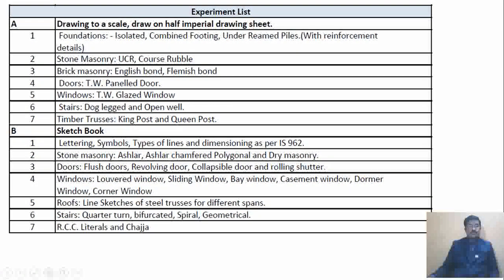Fourth one is windows: louvered windows, sliding windows, bay window, casement window, dormer window, corner window. Then roofs: line sketches of the trusses, steel trusses for different spans. Stairs: quarter turn, bifurcated, spiral, geometrical. And the last one is RCC lintels and chajja. So this is the experiment list in which we have to prepare the sheets as well as prepare the sketchbook.